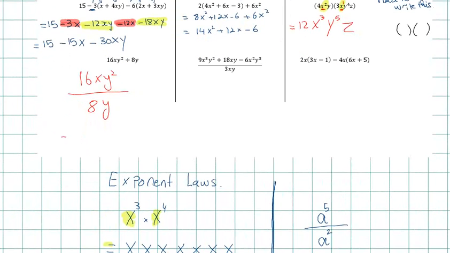X. Do I have any other x? No. So I have to write it; nothing happens to it. Y squared divided by y. What do I get? Y. Why do I get a y? Subtract. 2 take away 1 is 1. Done.